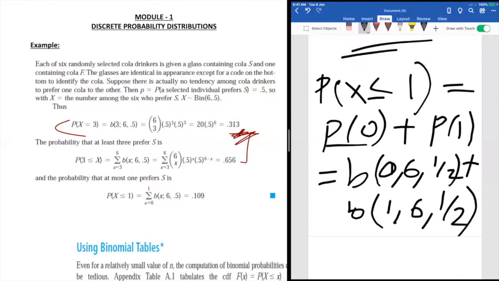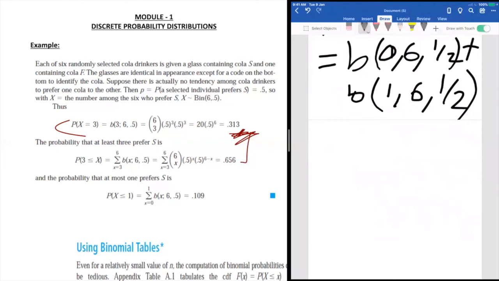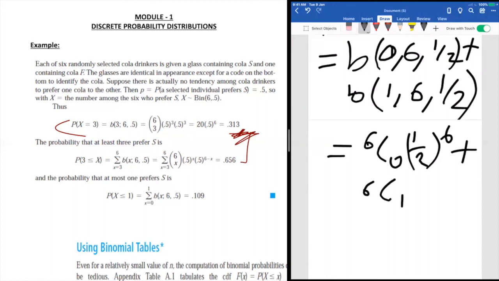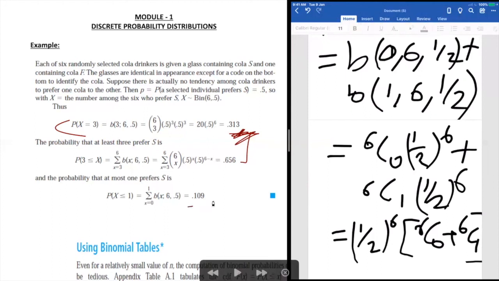Now calculate the value separately by using nCx p raised to x q raised to n minus x, which is equal to 6C0 1 by 2 whole raised to 6 plus 6C1 into 1 by 2 the whole raised to 6, which is equal to 1 by 2 whole raised to 6 into 6C0 plus 6C1. And the final answer is equal to 0.109.